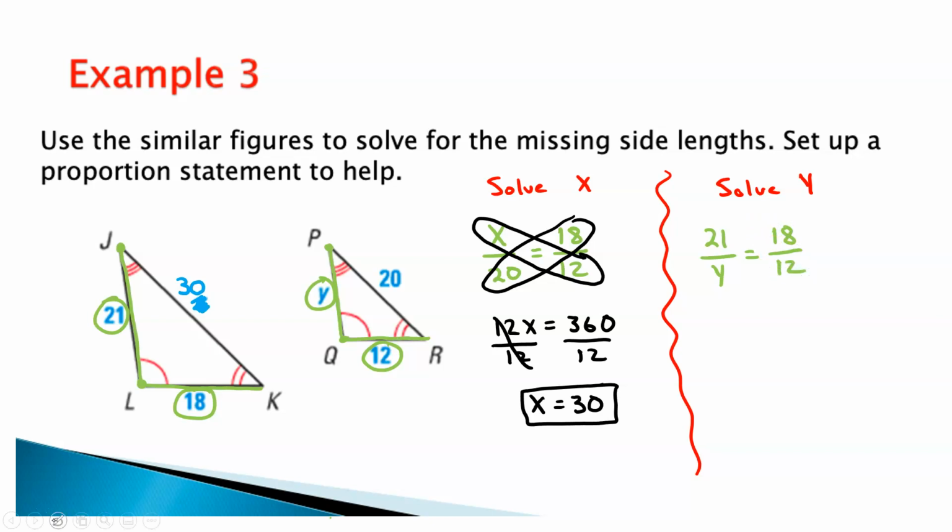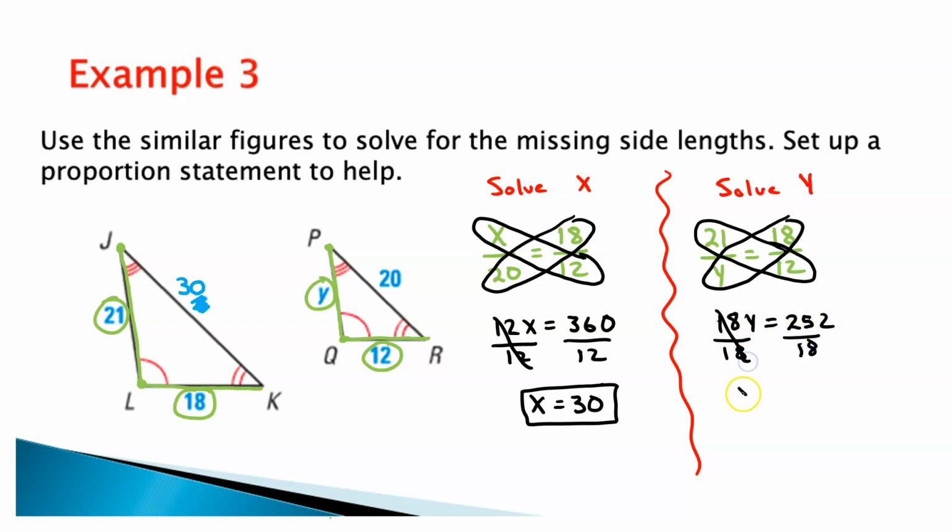Let's go through and cross multiply. 18 times y is just 18y, equal to 21 times 12. Let me use my calculator real quick. 21 times 12 gives me 252. Feel free to use a calculator. Divide both sides by 18. 18 divided by 18 is just 1. We get y is equal to 252 divided by 18. That gives me a total of 14.